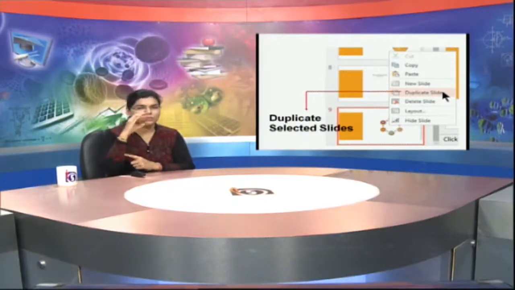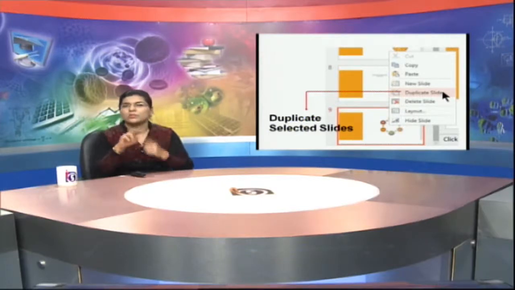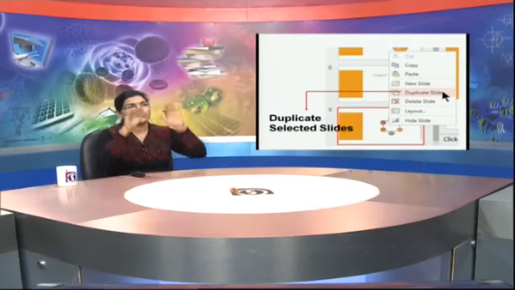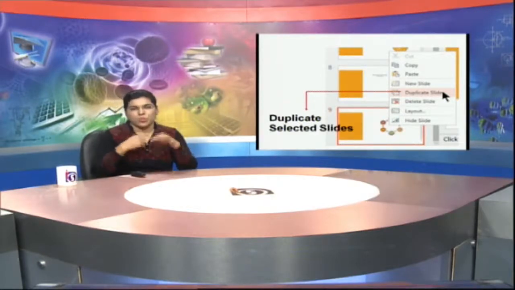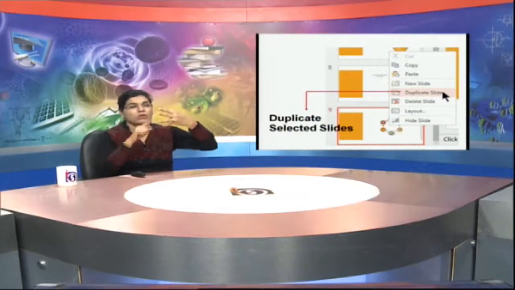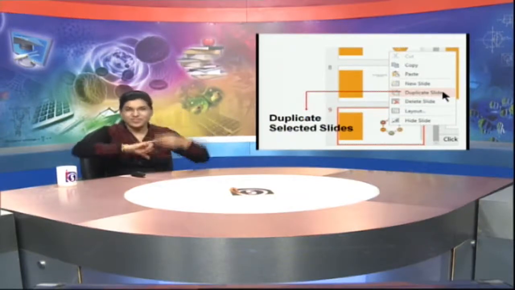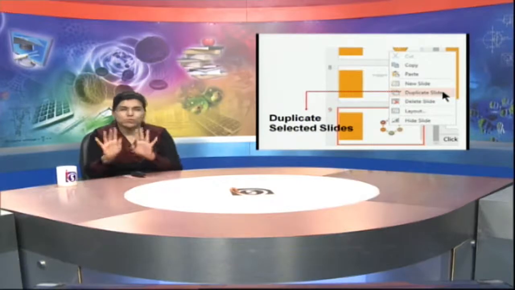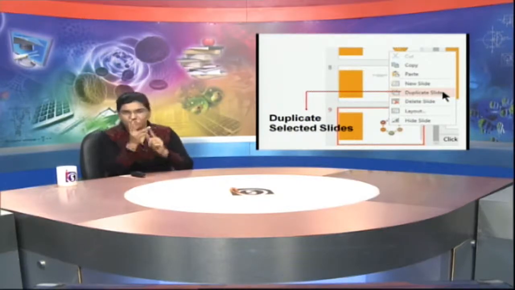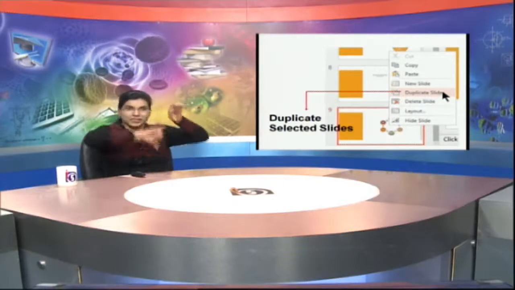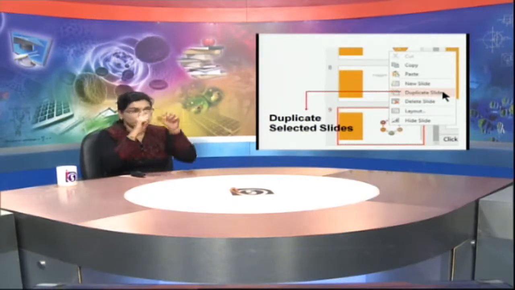How do we duplicate selected slides? So, for example, if there is a slide and we want the same slide again, we will select it. Instead of typing again, we can right click and select duplicate slide, and that will be copied again.